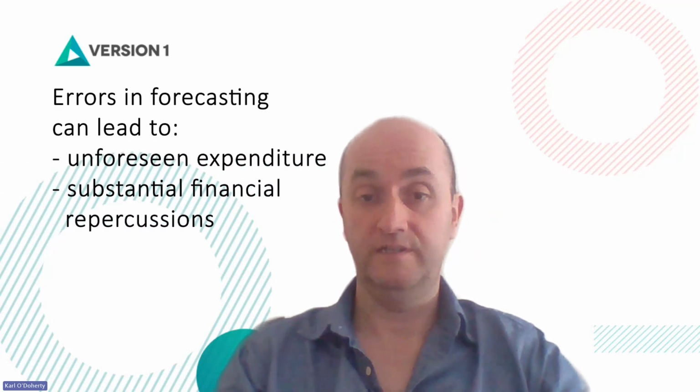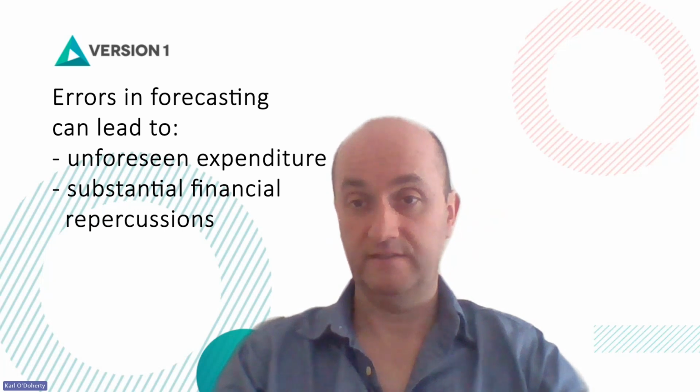It's also become apparent that variable cost structures have become standard practice in the cloud, and therefore errors in forecasting can lead to unforeseen expenditure and substantial financial repercussions in some cases, when that expenditure is unforeseen and comes as a large surprise with a large price tag attached to it.